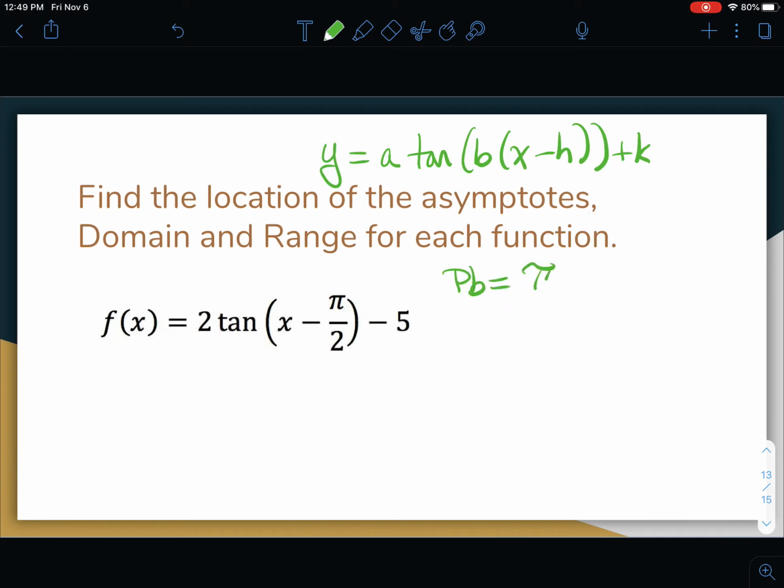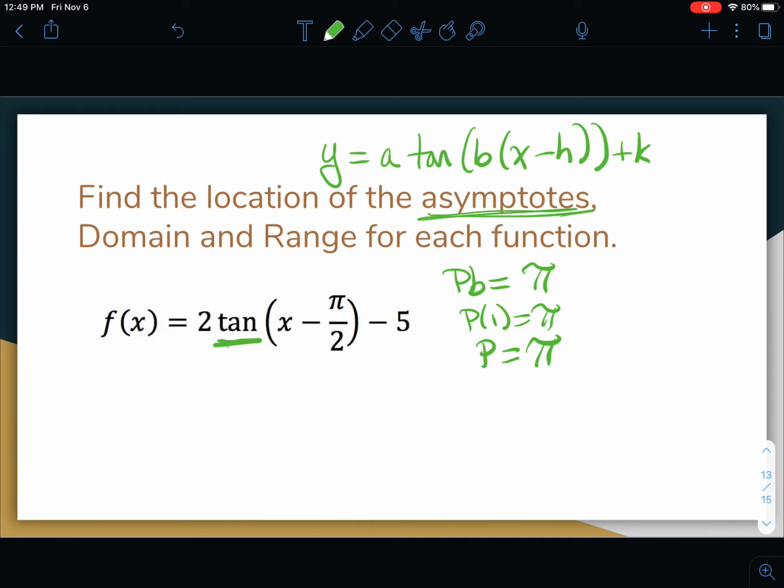So what I'd like to do is find the period. And I know since I'm dealing with tangent, the period is pi over b, so P equals pi over b. The b value here is just 1. So that means the period is 1 pi.